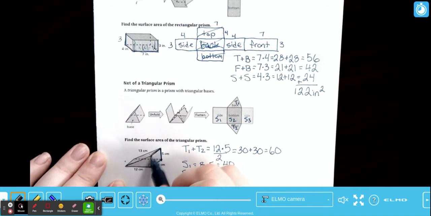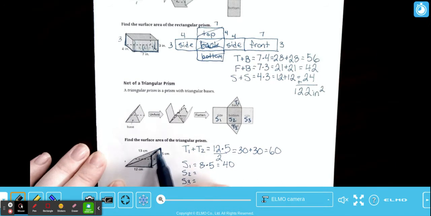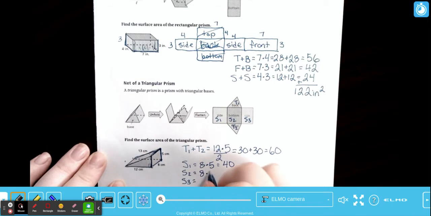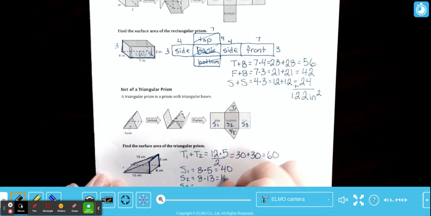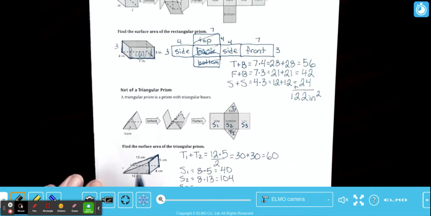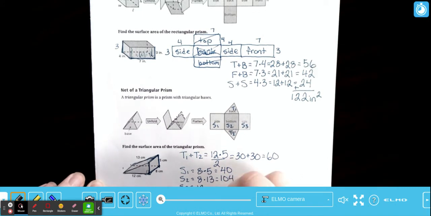Okay, side 2, let's do the one that's kind of at an angle right here. What's this base right here? 8, and then what's this length right here? Okay, so we're going to do 8 times 13. 104. Okay, and then the side 3 is the one on the bottom. What's this length here? Okay, 12 times 8. 96.